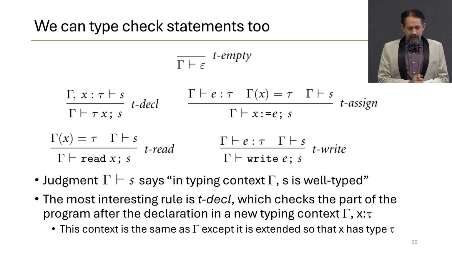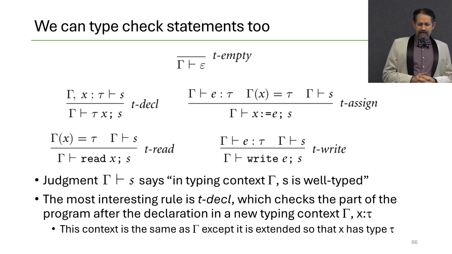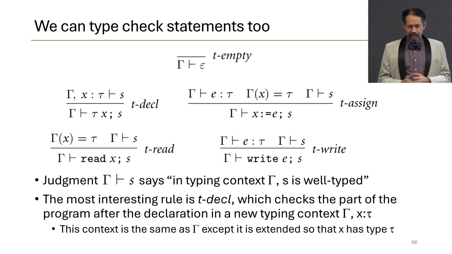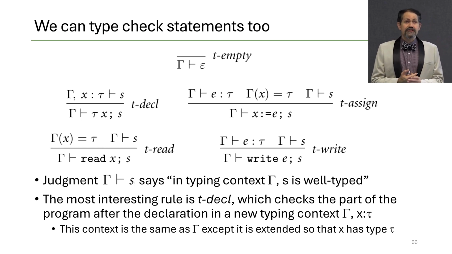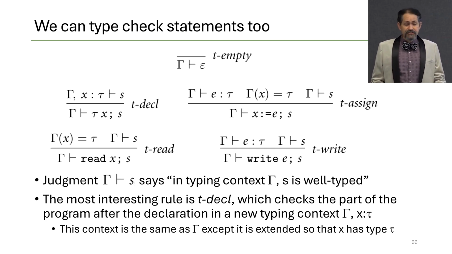So that's tdecl. For tassign, we're type checking an assignment x gets e followed by a set of statements. We're going to check e in the gamma that we have for the statement. That's the first premise of the rule. The second premise of the rule is going to make sure that x has the type tau that matches the expression we just type checked. And then finally, we type check the rest of the statements. Tassign is not allowed to change the type of x, and so we can use the same gamma throughout the entire rules.